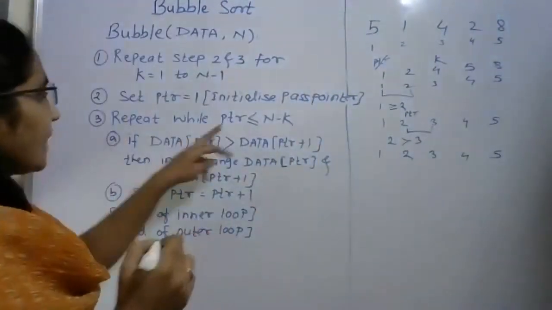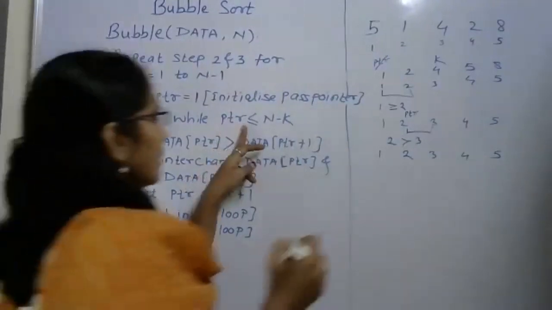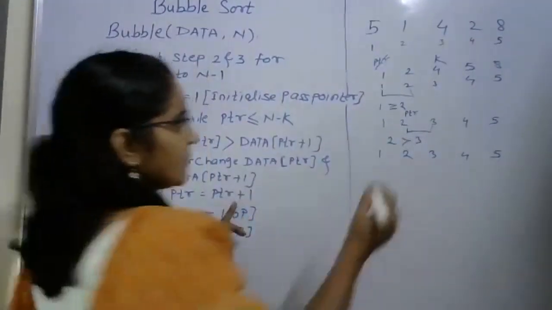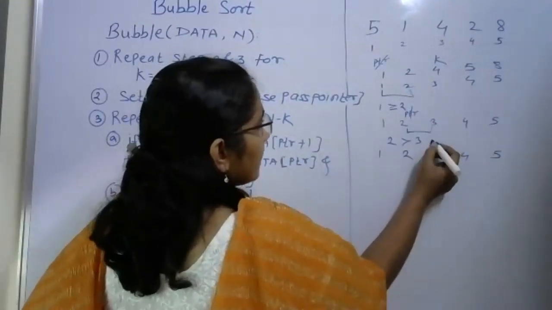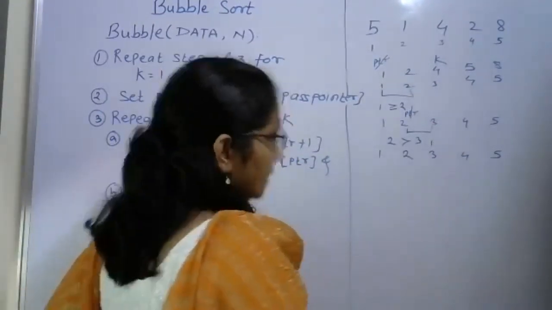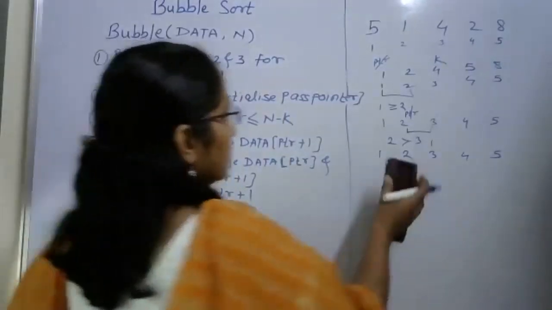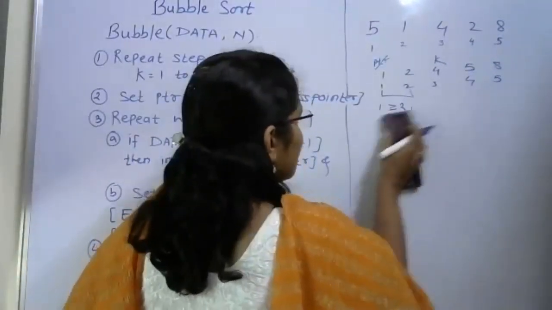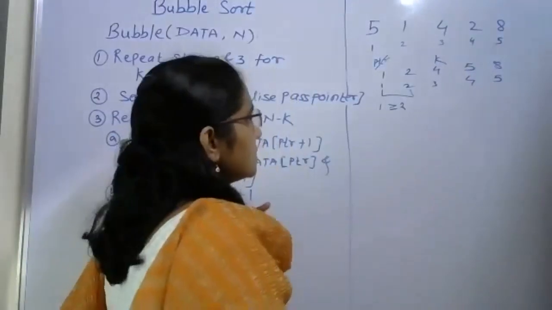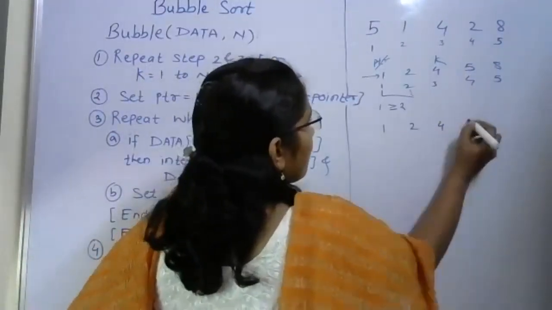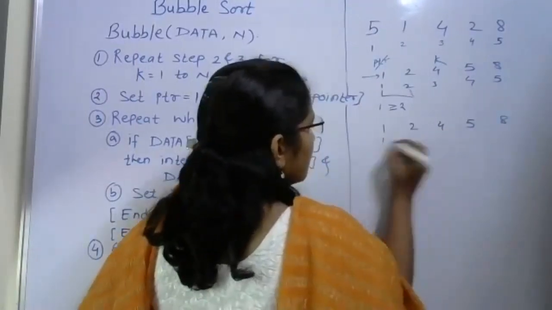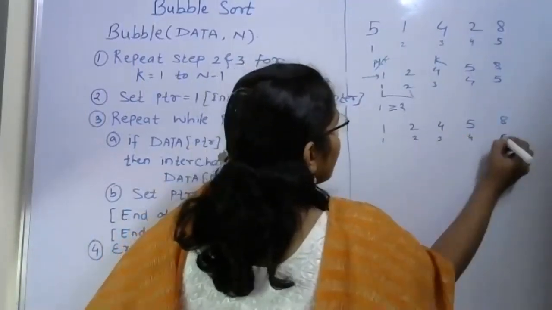Now control goes back. Now you check here, PTR equal to PTR plus 1. The previous PTR is at the second location. These are actually the positions, so the actual data is this: 1, 2, 4, 5, 8, at positions 1, 2, 3, 4, and then 5.